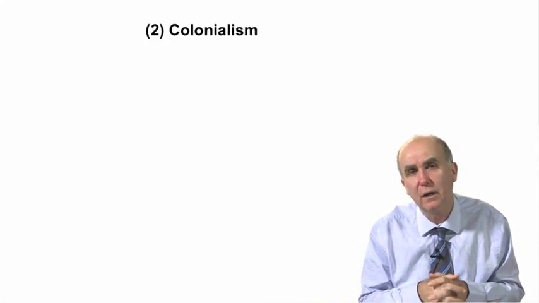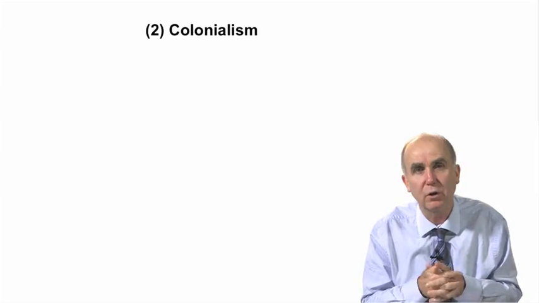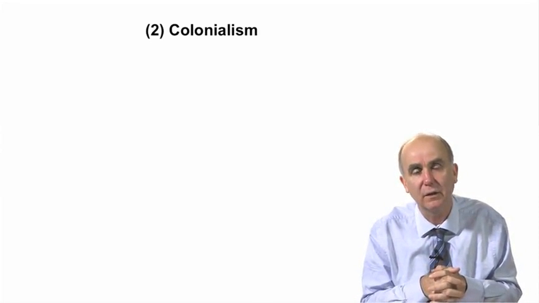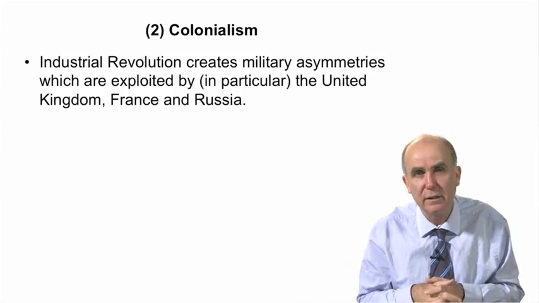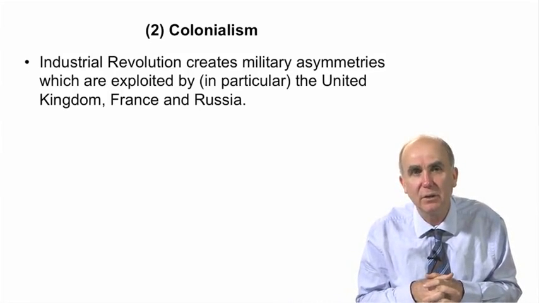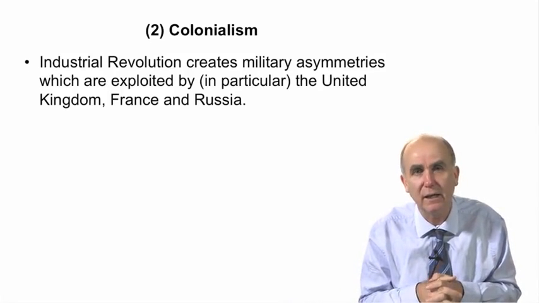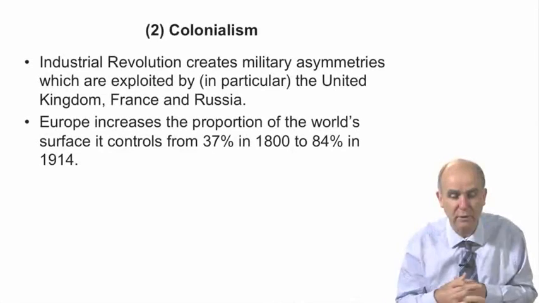Second aspect of this first year of globalisation that I want to talk about, and I talked about this a little bit at the start of the last part of the lecture, is colonialism. So the Industrial Revolution creates military asymmetries via technology, via income, via population size, which are then exploited, in particular by the United Kingdom, France and Russia.